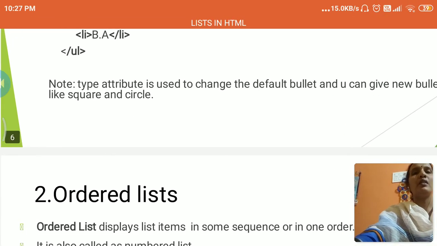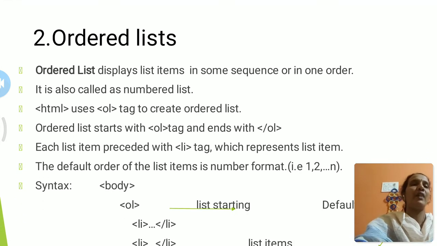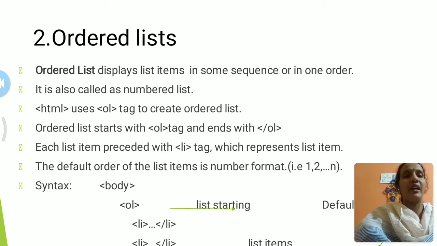Now come to the next, the ordered list. In the name itself, you have the definition: where you want to follow an order for list items, there you use the ordered list. In this type of list, each and every list item is preceded with some sequence, like 1 to 10, A to Z. All the list items follow some sequence.